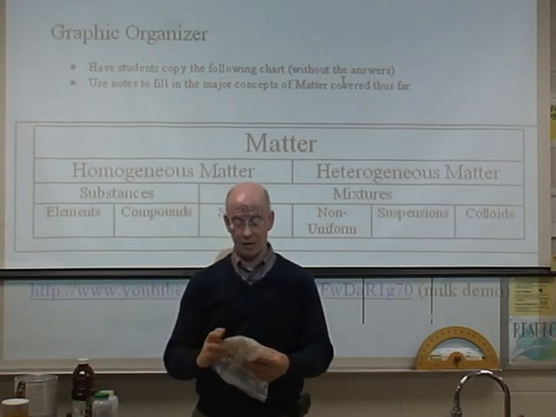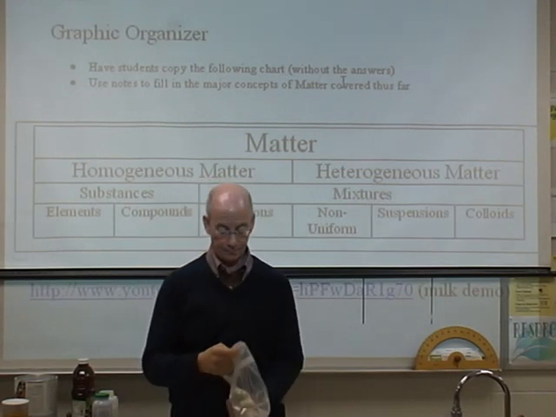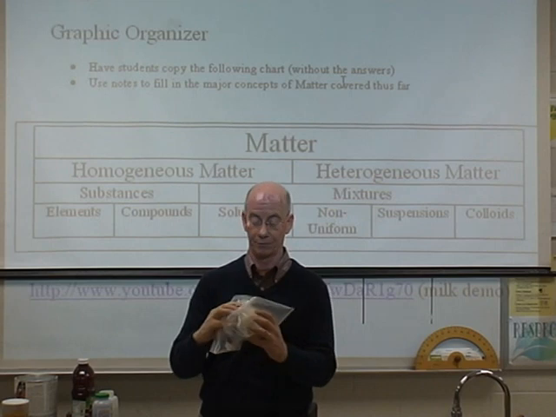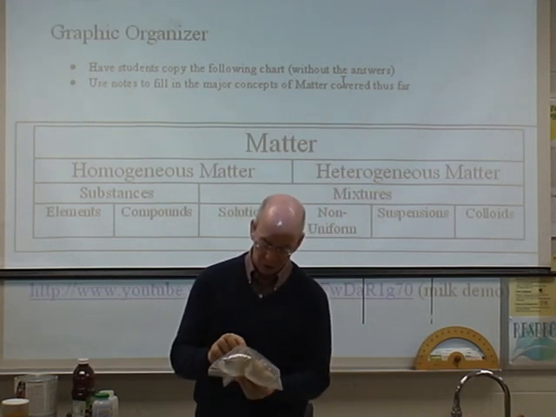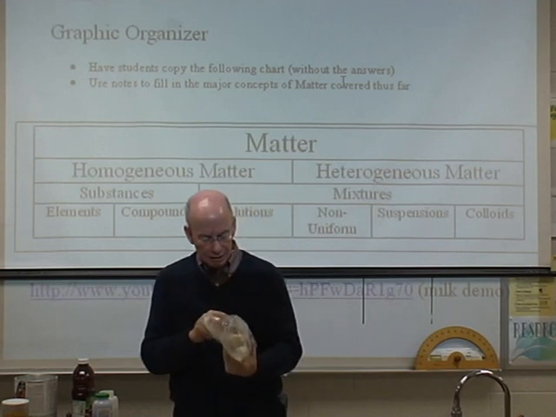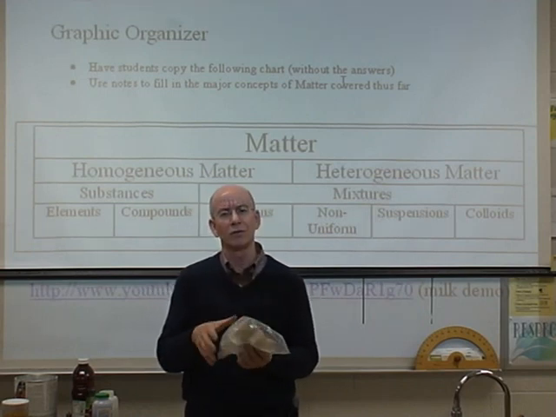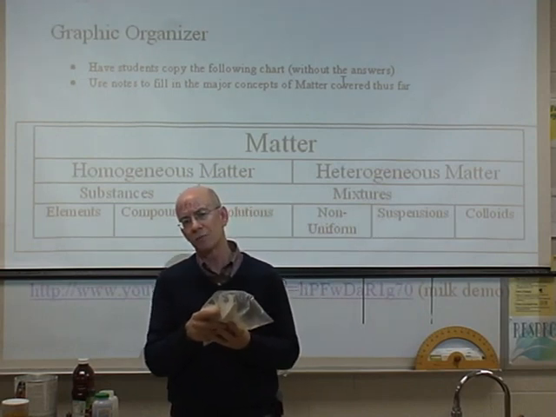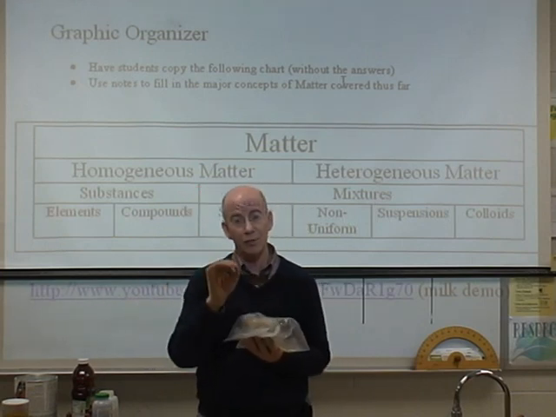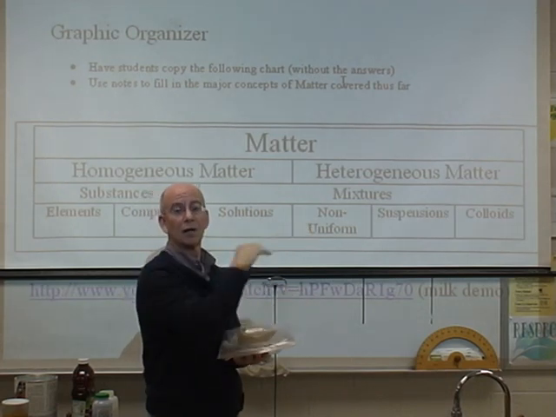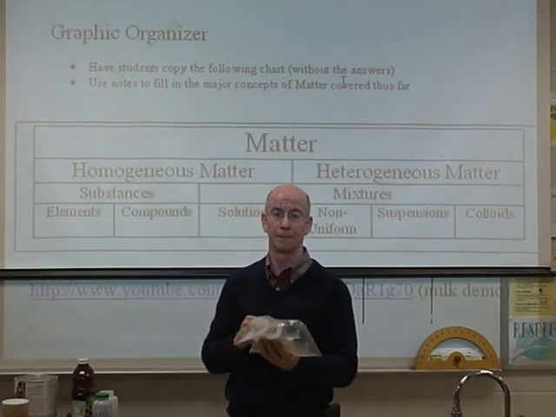First of all, I have a bag of sand here. And if you look at it carefully, there are all different colors and little tiny granules. Some are a little bigger than others. So which type of matter would this be? I would suggest that for each one of these, you can turn this off, think about it, come up with the answer, and then turn it back on and get the answer.